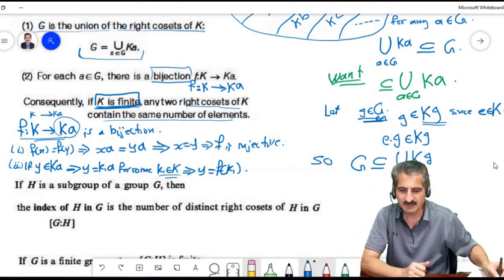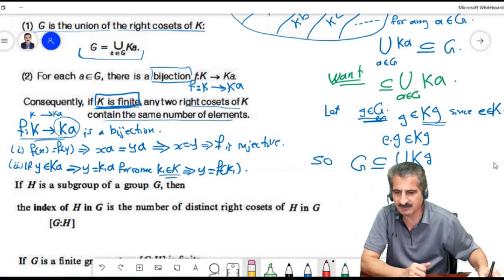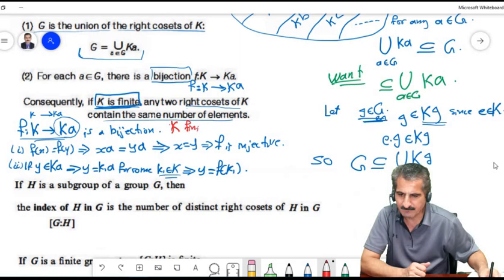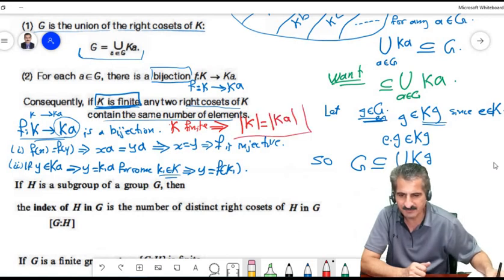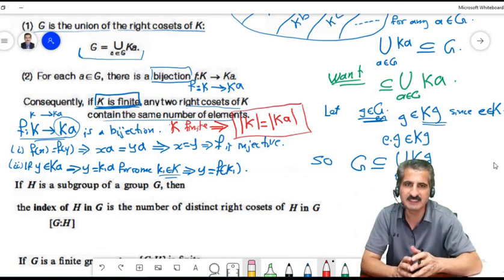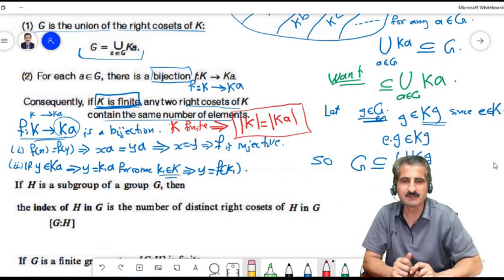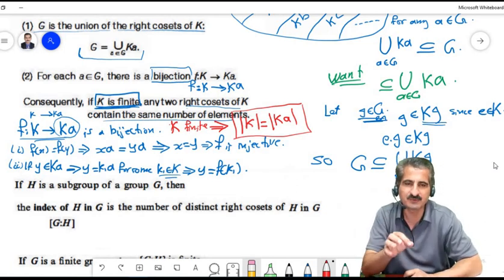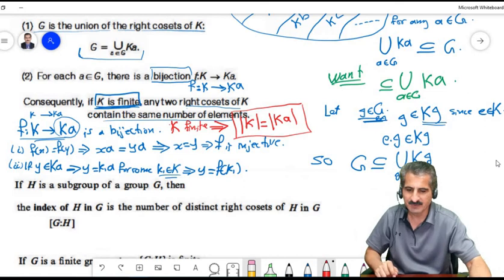So in this case, let me write that here. If K is finite, if the subgroup is finite, then the order of K, and this is important for us, equals the order of the coset, of the right coset. And the right coset can be any right coset made by any element in the group. So if K is finite, then the order of K equals the order of any of its right cosets. Okay?